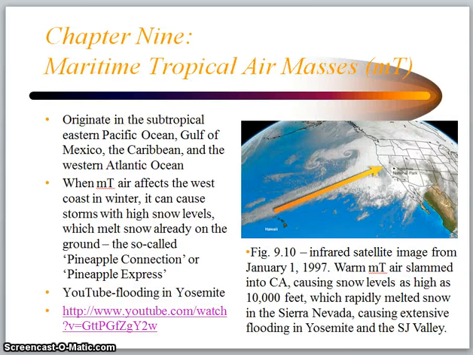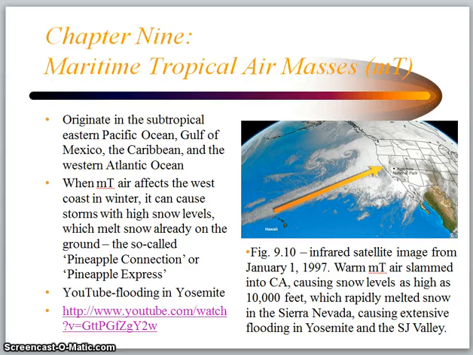Maritime tropical air. This is a warm, moist, and unstable air mass. It originates, of course, in warmer waters like the western tropical Atlantic, the Gulf of Mexico, the Caribbean Sea, and to some extent the southern part of the northern Pacific, north of the equator.